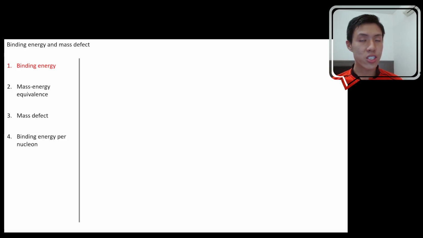We are now entering the chapter of nuclear physics, and for now we are entering the first topic, which we talk about the formation of a nucleus. How do we form a nucleus, or how do we break up a nucleus, and the energy associated to these kind of processes, the formation and the breaking up of a nucleus.